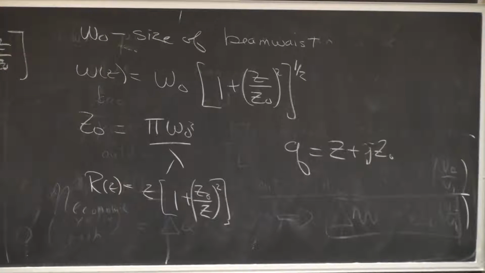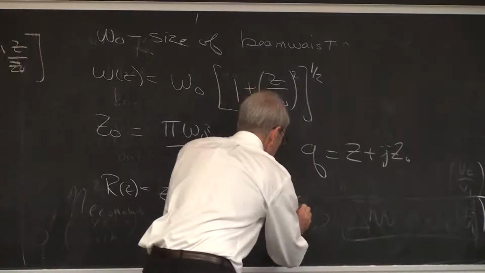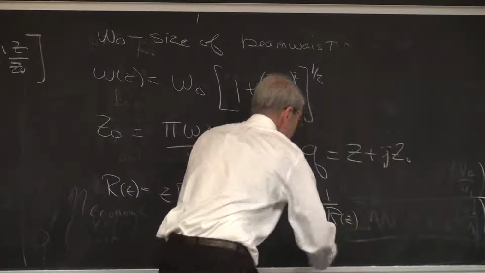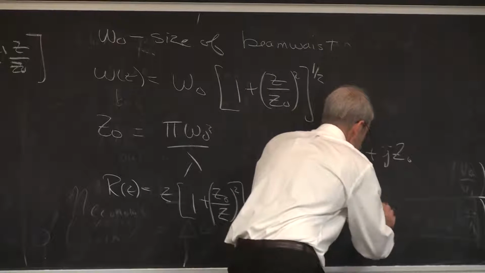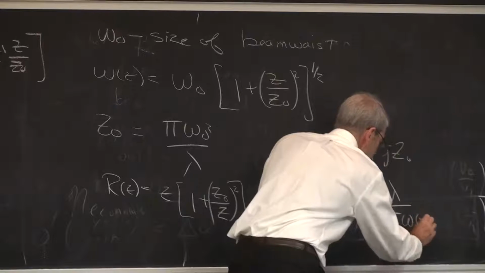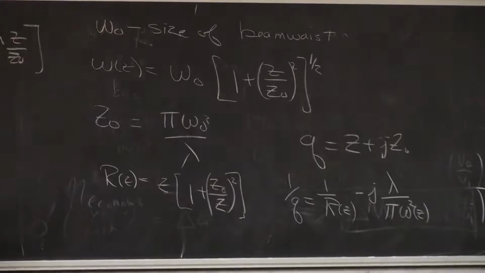And then we noticed that q has this form, but if we invert it, 1 over q was equal to 1 over the radius of curvature minus j lambda over pi times omega of z squared. So q is a very, very powerful number.